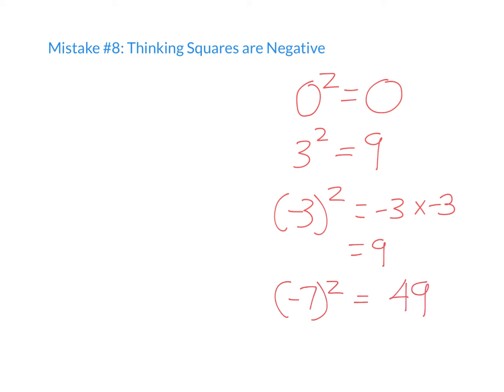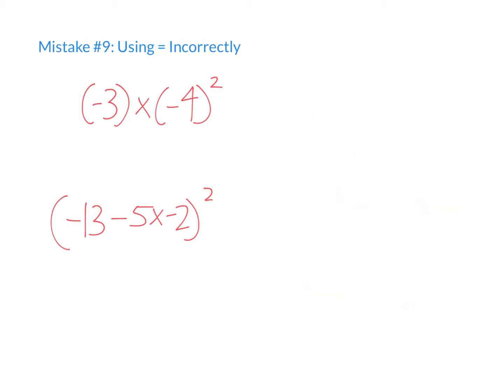All right, let's move on to the most common mistake in this video. So the most common mistake on this video is using the equal sign incorrectly. I'll explain what that means in a second, but it happens all the time in order of operations questions. So let's look at this sum here, negative 3 times negative 4 squared. There are two operations, multiplication and squaring or raising to a power.